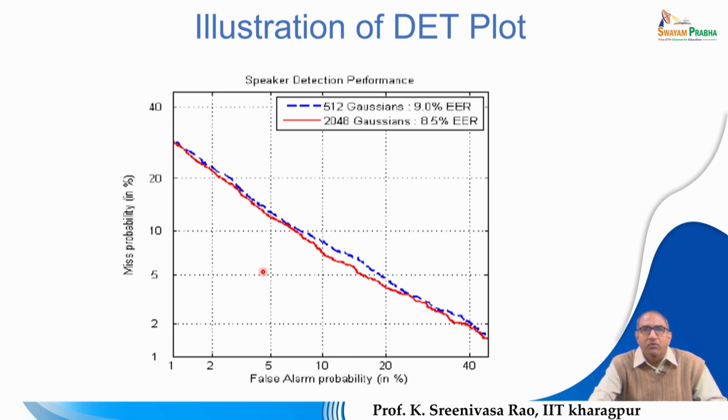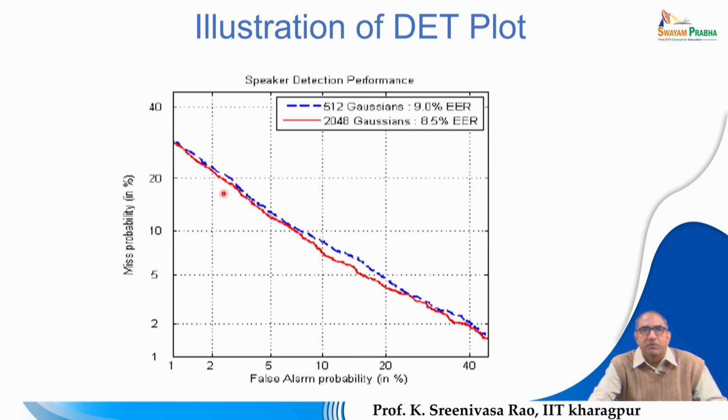But the equal error rate is nothing but the threshold where both the miss probability and the false acceptance are minimum or equal. So if you draw a 45-degree line here, wherever it crosses indicates the corresponding threshold where the false acceptance and false rejection are both the same, right.